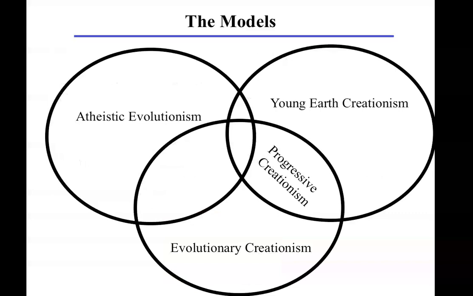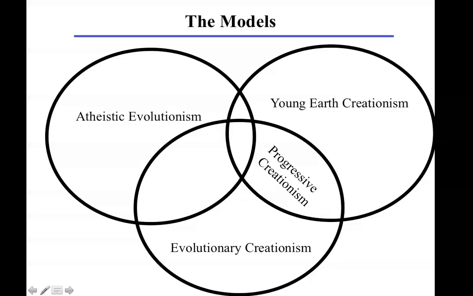Because of these differences and similarities, here I tried to make a Venn diagram. I don't know how well I did this, but the point is that all of these models are going to overlap in some areas. So there are things they're all going to agree on, but then there are big chunks that they're going to disagree on. So atheistic evolution obviously is going to say that there is no God and the Bible isn't worth listening to, whereas the Christian models are going to disagree, and they're going to say there is a God and we should take the Bible into account.